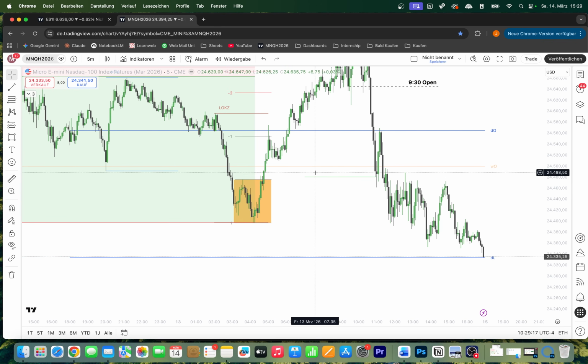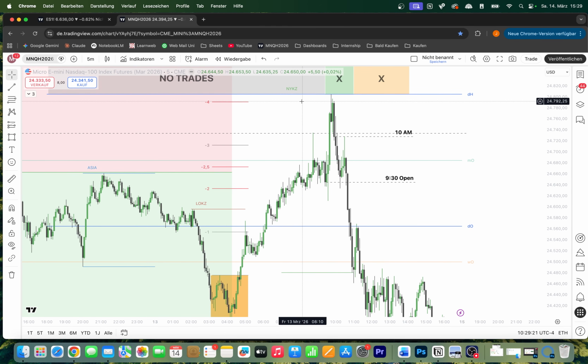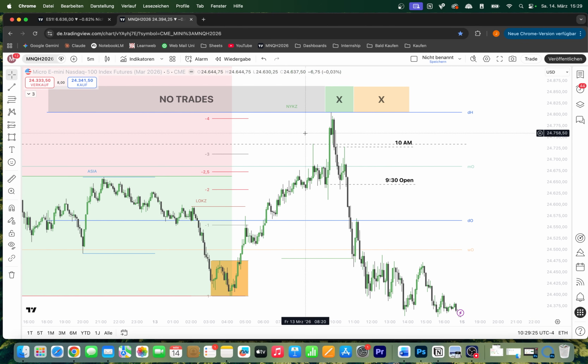And that's simply it. So what we basically do is we want price to reach this level, and then we look for reversal signs. And then we just wait for our entry signal, and then we can enter our trade.